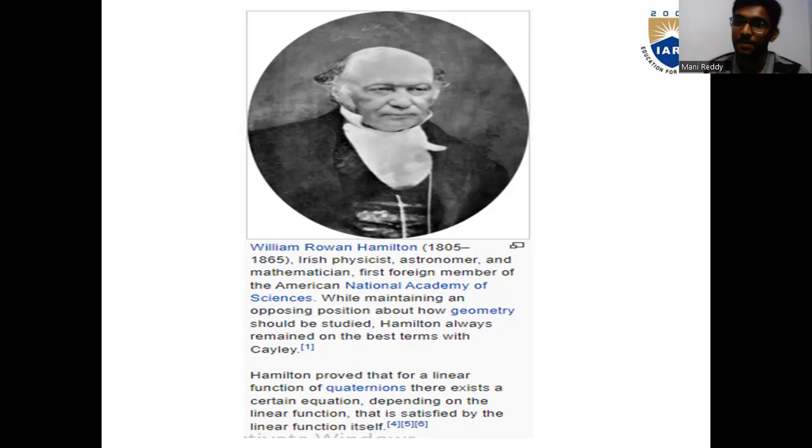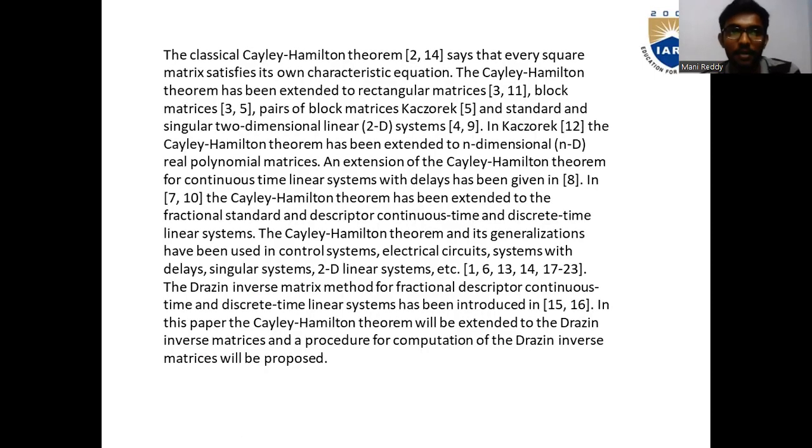Here, two scientists, Caley and Hamilton, both discovered this Caley-Hamilton theorem. We will know about the Caley-Hamilton theorem, what its uses are, and then we'll dive into the topic in more detail. The classical Caley-Hamilton theorem says that every square matrix satisfies its own characteristic equation.